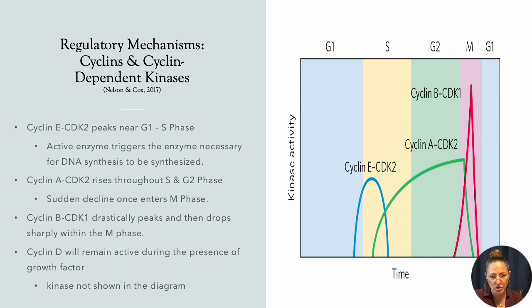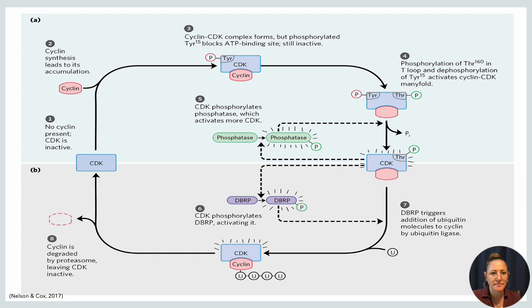It sharply goes down. And then lastly, in the red, we have cyclin B-CDK1, which dramatically peaks and then dramatically drops, all within the mitosis phase. Cyclin D will remain active throughout the presence of growth factors. However, this specific kinase is not represented in this diagram.